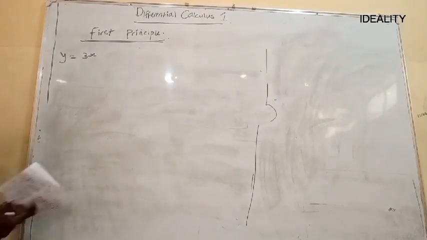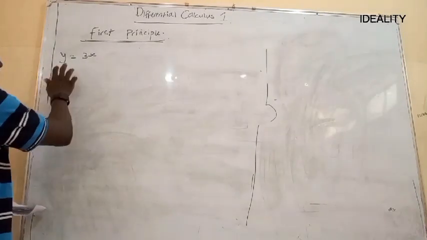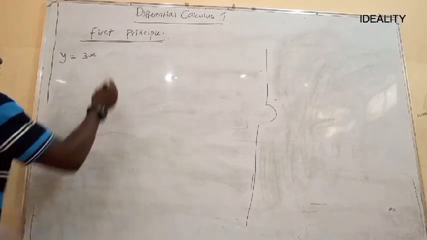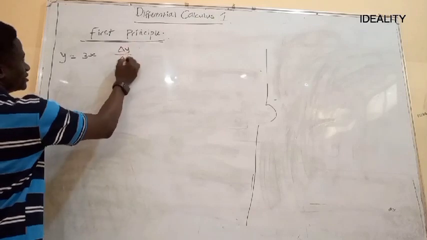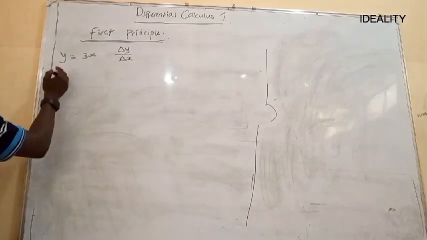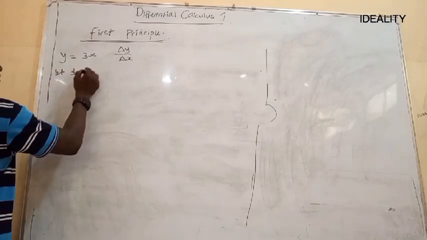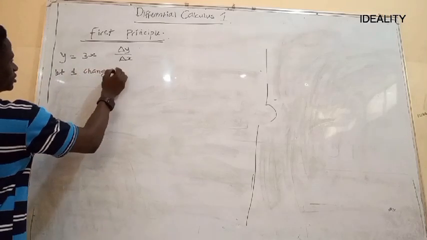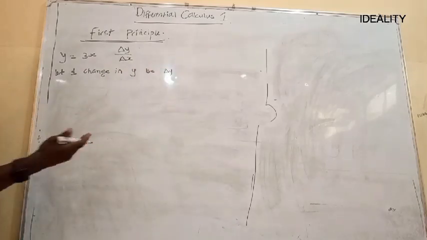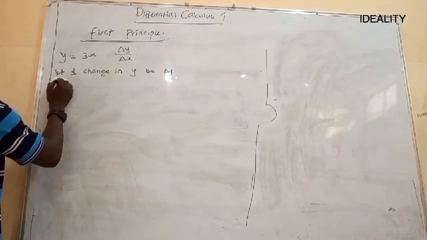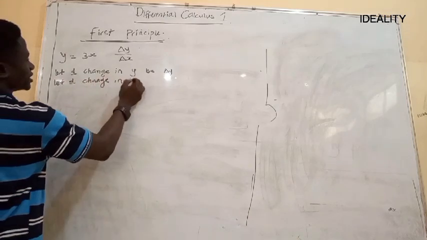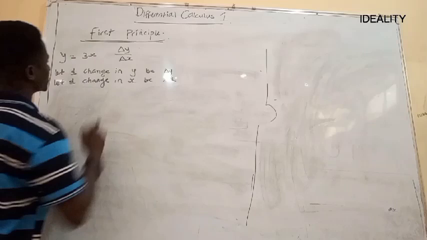Now another question, y equals to 3x. We are going to find dy/dx, that is, theta y over theta x. What are you going to do? Same process, same procedure. Let the change in y be theta y. You can just pause the video and solve the question yourself. Let the change in x be theta x.